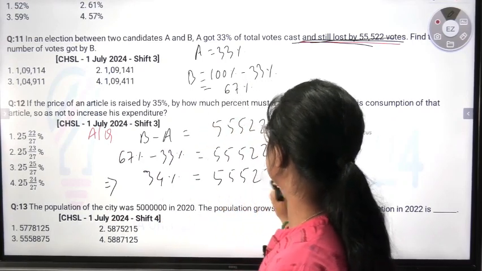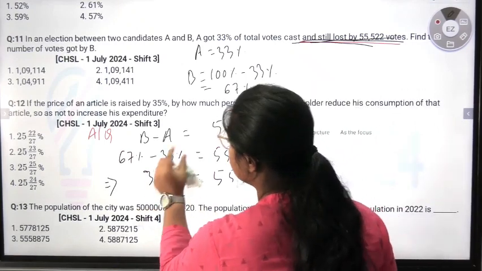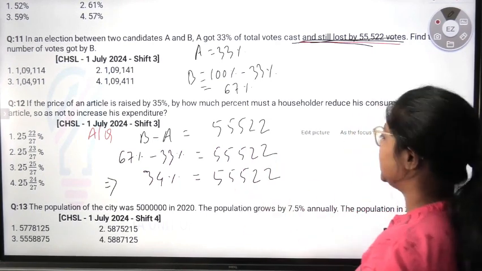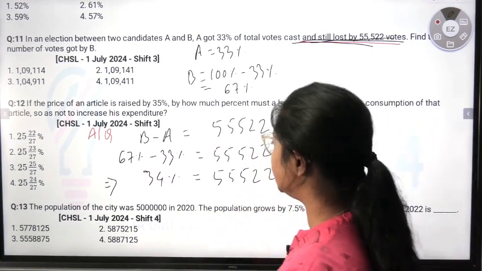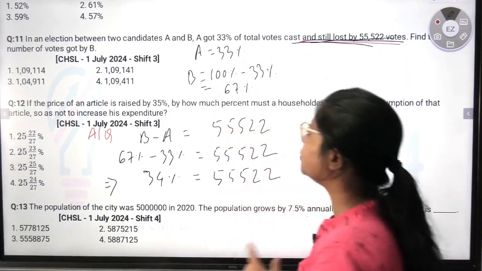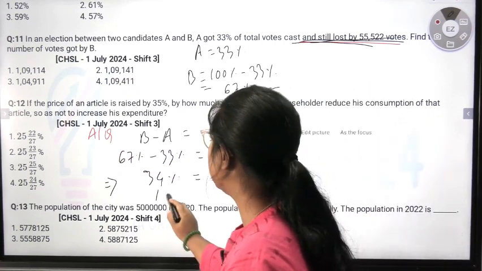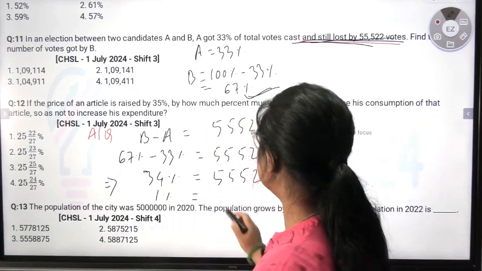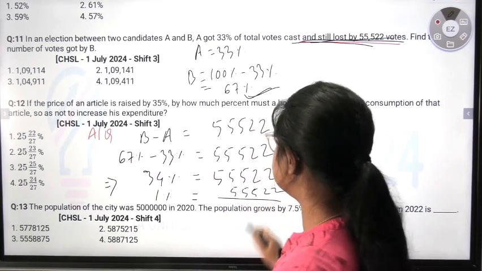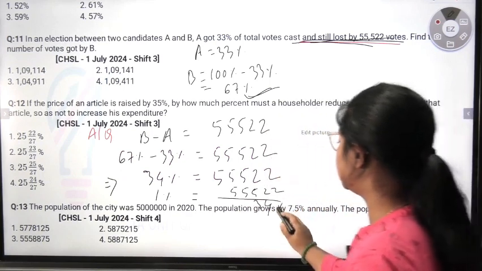So from the equation we have got that 34% of the votes is equal to this number of actual votes. Then you are asked to find the number of votes got by B, and the number of votes got by B is 67%. So from here we can find out how many votes are in 1%. In 1% we have this divided by 34. You do the calculation.